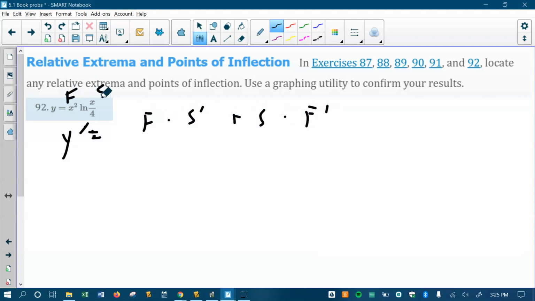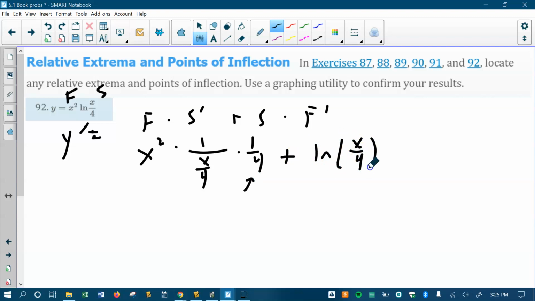Okay. First, x squared times 1 over x over 4 times the derivative of x over 4, which is just 1/4. If you're not sure about that, please make sure you ask. Plus ln of x over 4 times f prime, which is 2x. I'm just going to show you anyway.